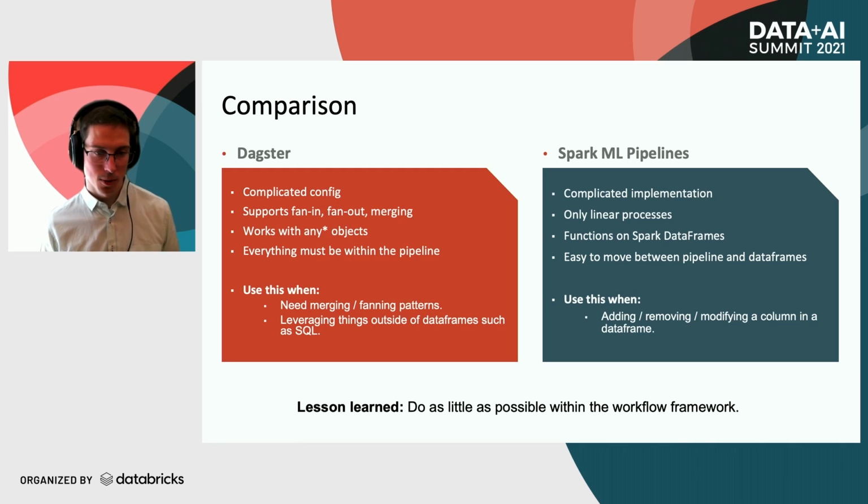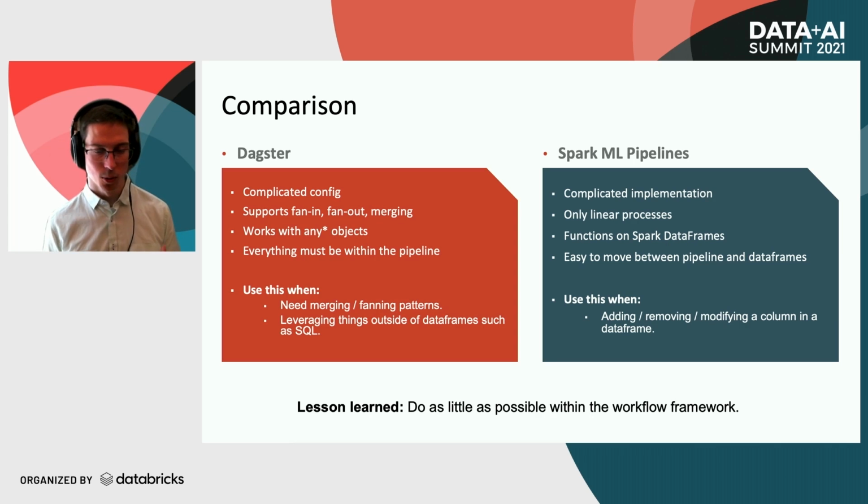So when might you use these? Again, if you need to merge or fan or do something really complex, or you need to leverage things outside of data frames like Sedona SQL, or if you're going to use graph frames, or if you're going to orchestrate something on remote systems, Dagster works really well for that. But if you're simply just adding, removing, or modifying a column on a data frame, that's where I feel like Spark ML pipelines can work really well.